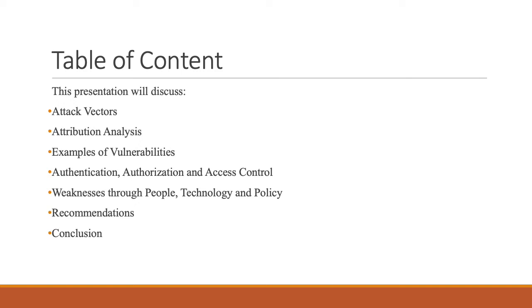In this presentation, we will discuss various topics. We understand that there has been a breach detected in one of our systems, and this presentation will talk about different attack vectors, attribution analysis, provide examples of potential vulnerabilities, discuss a little bit further about authentication, authorization, and access control. We will also discuss weaknesses through people, technology, and policy, and we will provide recommendations as well as a conclusion.